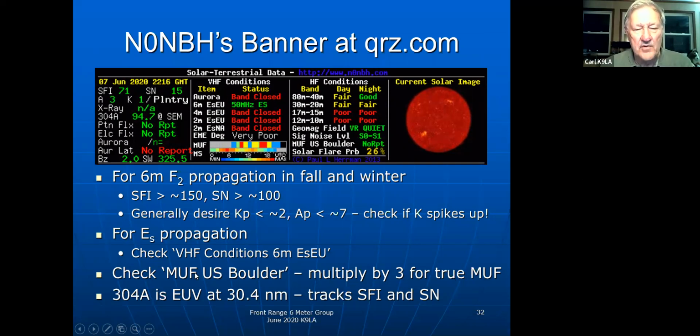The Boulder MUF, where was that? That was over right here. They didn't report it. It didn't come from the Boulder ionosonde, I guess. But you can multiply it by 3 to get the MUF. And like I said, the 304 angstroms is 30.4 nanometers, the extreme ultraviolet, which is the big player in ionizing the F2 region.